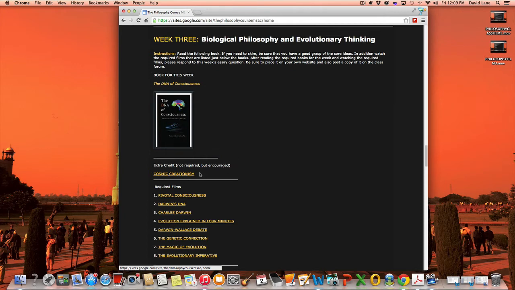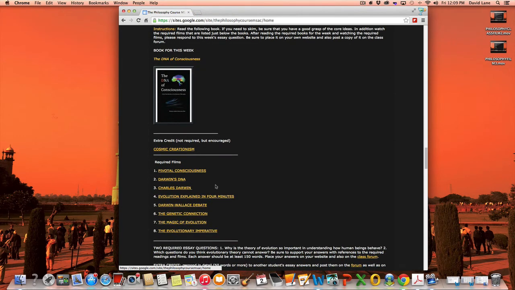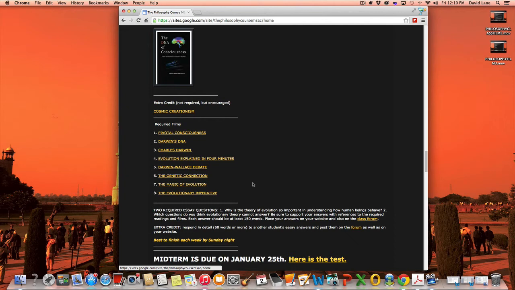For extra credit, there's a book called Cosmic Creationism, which explains the difference between intelligent design and Darwin's theory of evolution by natural selection. There's a number of films helping to explain the theory of evolution in a very simple way, because a lot of times people just misunderstand the theory. Once you understand evolution and its implications, it's not as controversial as everybody makes it out to be. These films range from Pivotal Consciousness, Darwin's DNA, Charles Darwin, the Darwin-Wallace debate, genetic connection, the magic of evolution, and the evolutionary imperative.